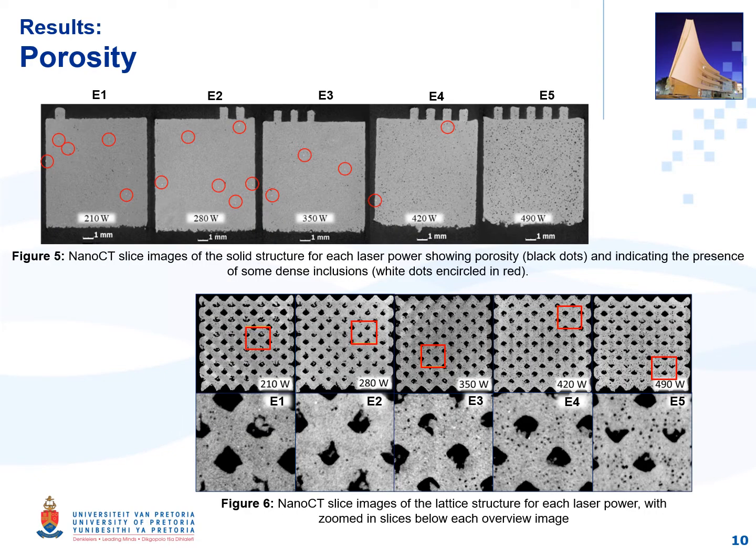CT slice images again show this trend in porosity for both the solid and lattice cubes, with increased microporosity clearly seen in the struts with higher laser power in the zoomed-in areas of the lattice cubes. The encircled areas in Figure 5 also show the presence of high-density inclusions, which could potentially be due to contamination from the powder itself.